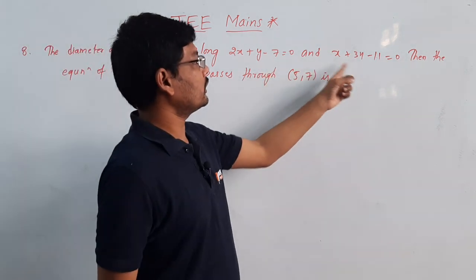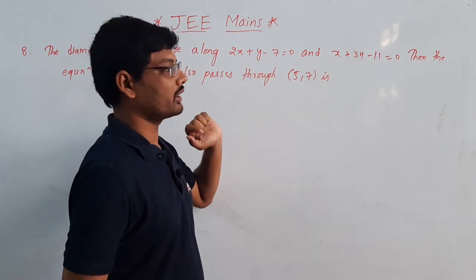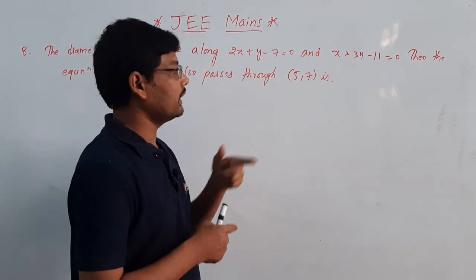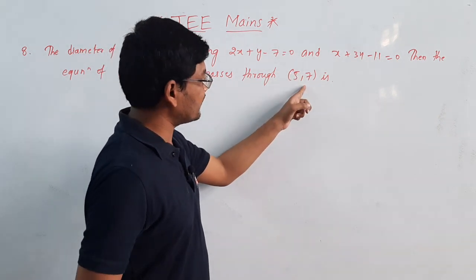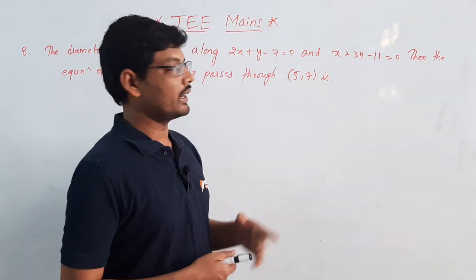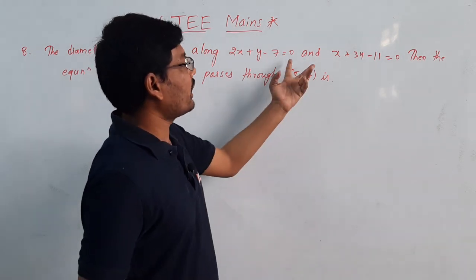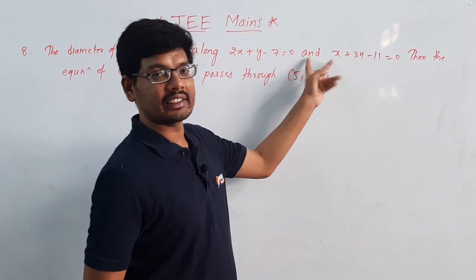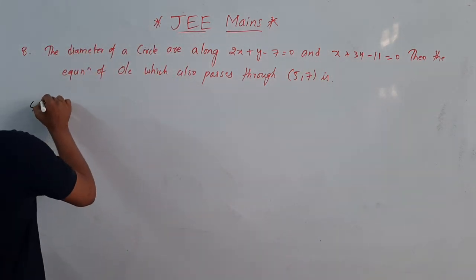The point of intersection of these two lines we can consider as the center, and the circle is passing through this point. The distance from the center to that point we can call the radius. The point of intersection of these two lines will give the center. This is the concept. So I am finding the solution.